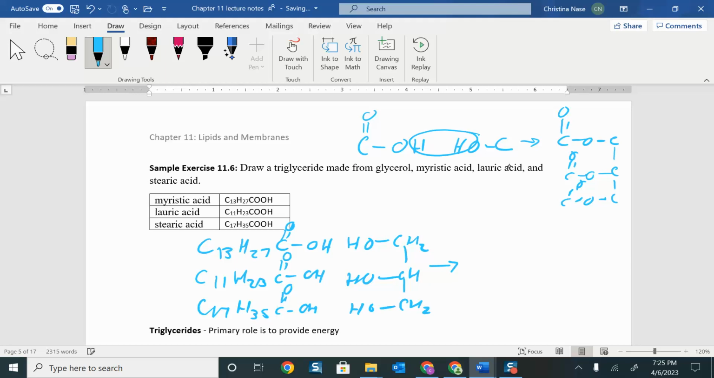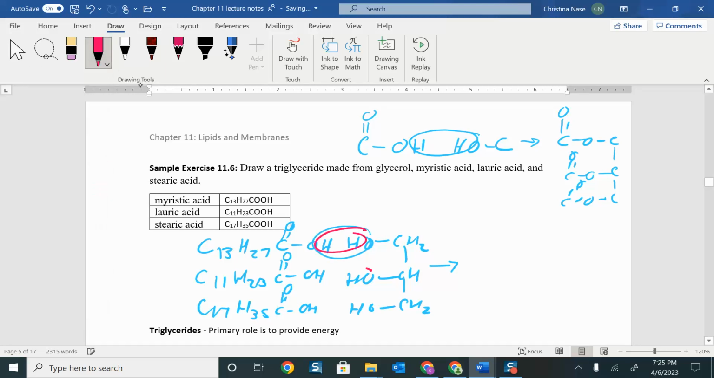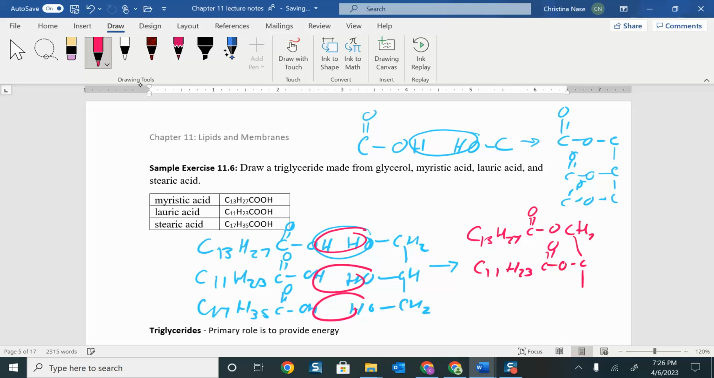and you're going to end up with an ester. So the ester is going to look like, I'm going to remove the H and OH, removing the H and the OH across the bonds, I end up with C13H27, C double bond O with an O and a C, C11H23, C double bond O with an O and a C. I'm going to connect those C's. This one's going to have H2, this one's going to have H. C17H35, C double bond O with an O and a CH2. And so that's your ester. You're going to see those ester linkages here, here, and here. And you have a glycerol backbone with 3 fatty acids.